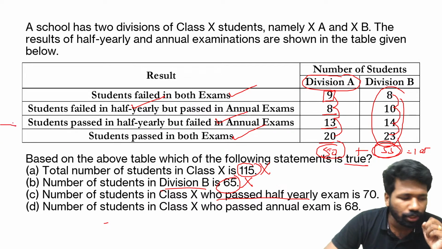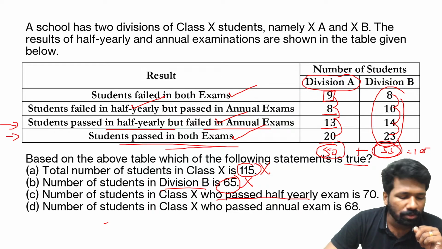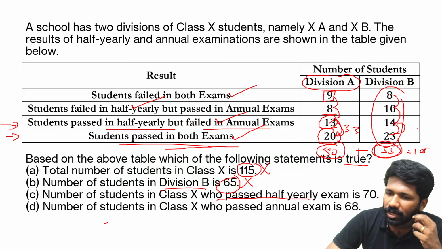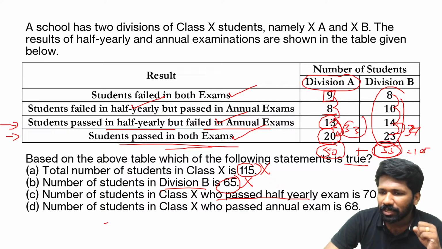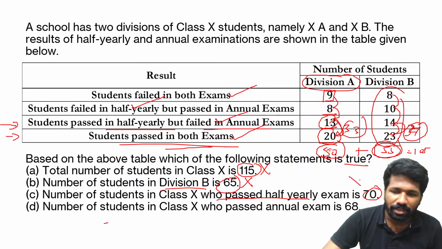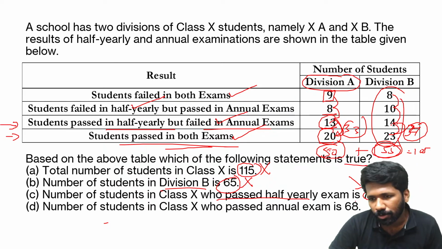That means the last 2 rows we need: passed in half yearly but failed in annual, and passed in both exams. Both these categories of people we need. That means 13 plus 20, 33. 14 plus 23, 37. 37 plus 33 is 60. But here it is written 70. So it is again a false statement. So option C is also wrong.